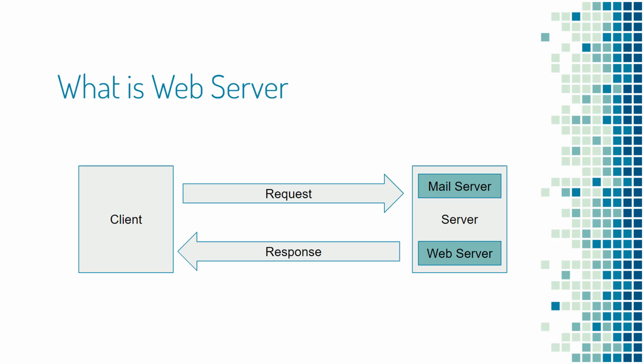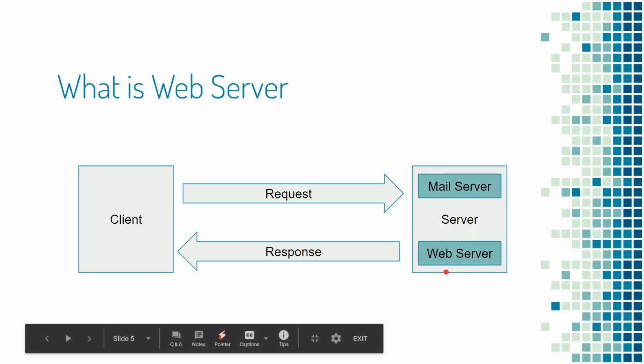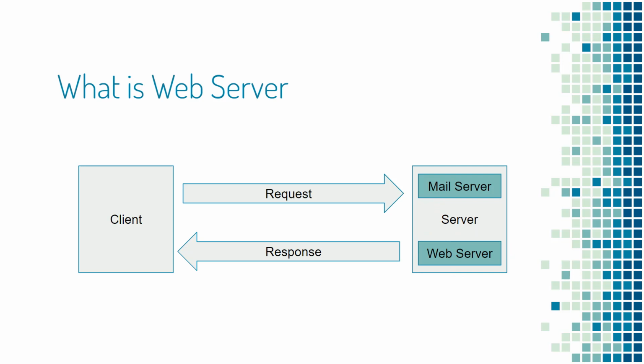So what is a web server? A web server, in the simplest definition, is just an application that resides or lives on the server side. That's it. We can have a web server, and we can have a mail server. If we have a mail server, that means we have an application that handles mail requests. And if we have a web server, it means that we have an application that handles HTTP requests for web browsing.